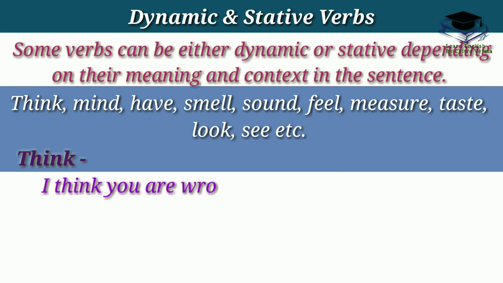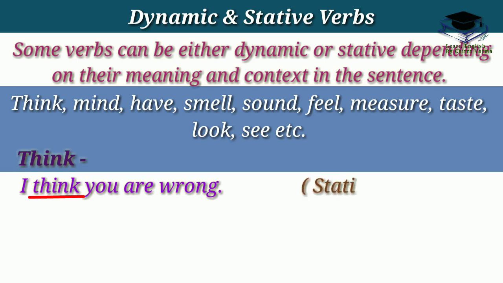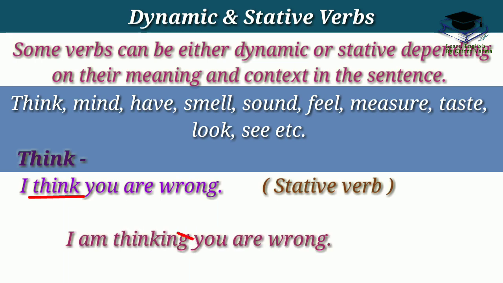I think you are wrong. Here, think means to have an opinion. So it is a stative verb because it is describing a state, not an action. In this case, it cannot be used in progressive form. Means we can't say I am thinking, you are wrong.